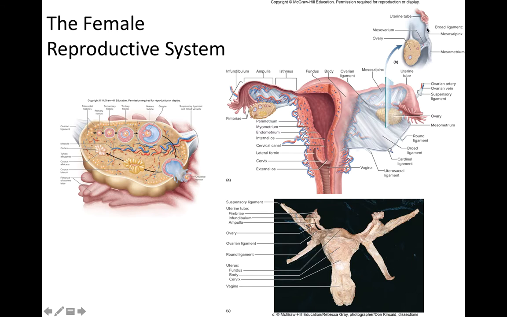The mesosalpinx is the portion that's attached to the tube. That's right here. Okay. The mesovarium, right here, is attached to the ovary, and then the mesometrium down here is attached to the uterus. So this piece of connective tissue essentially fills in the pelvic inlet in the female and is attached to pretty much all parts of the female's reproductive system. So we have a significant number of ligaments holding this in place.